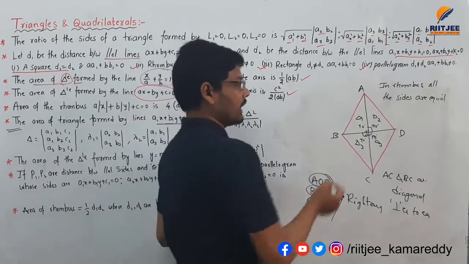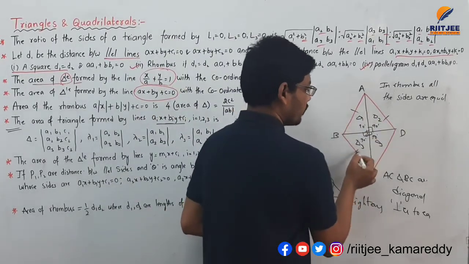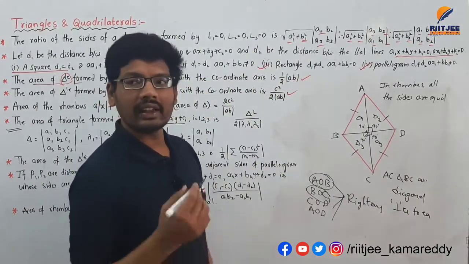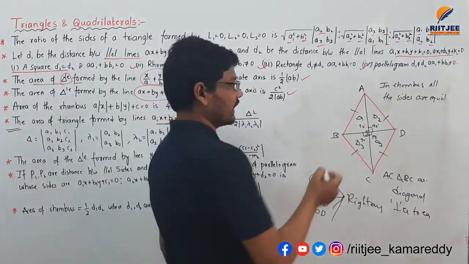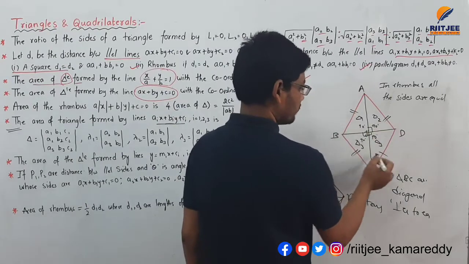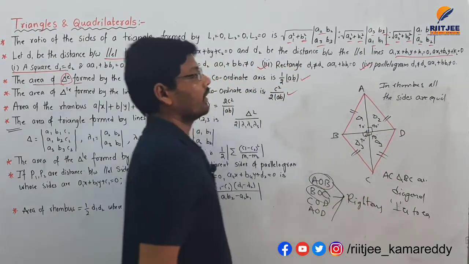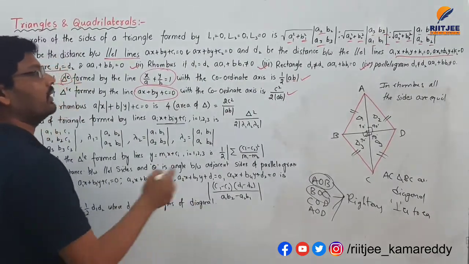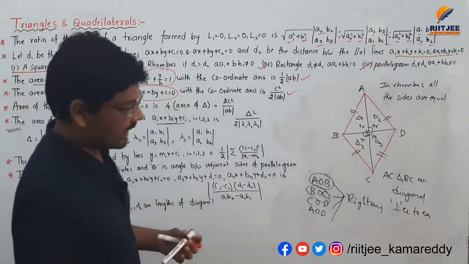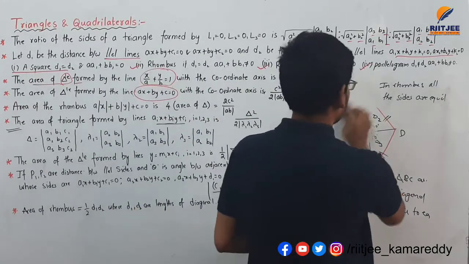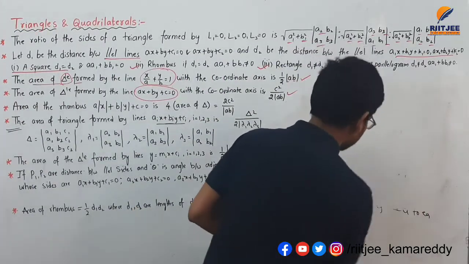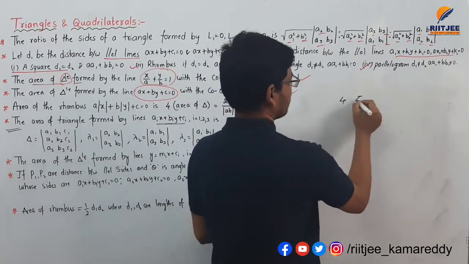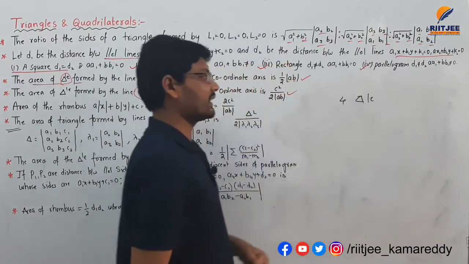This rhombus is framed by only one straight line equation. Why? Because in a rhombus all the lines are equal. So we can find the area of the triangle by using only one straight line equation and the angle between the lines here. So here 4 triangles are there, and the 4 triangles are right angle triangles.